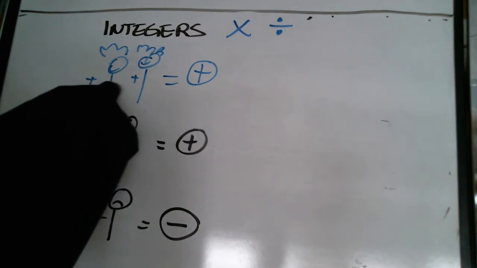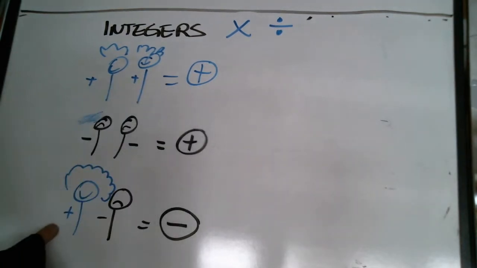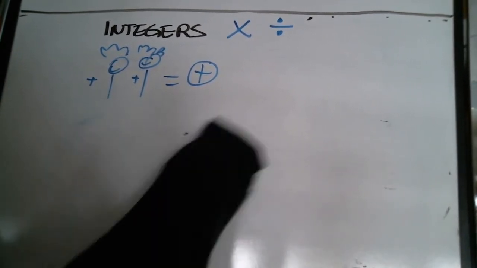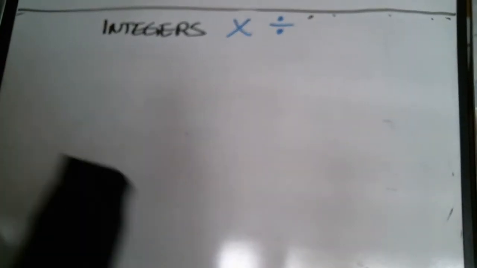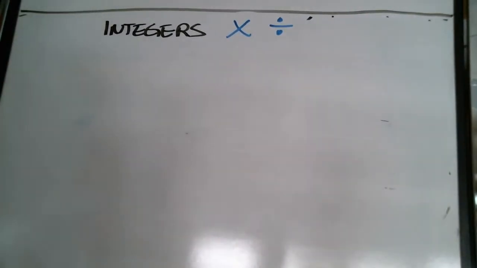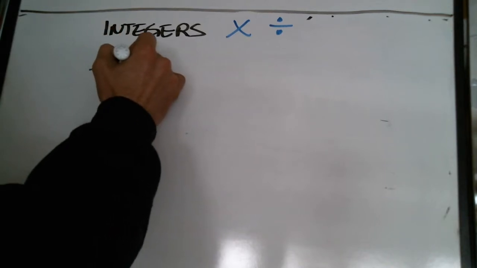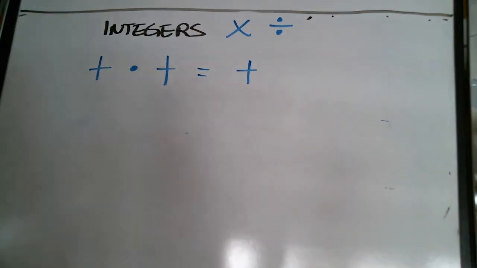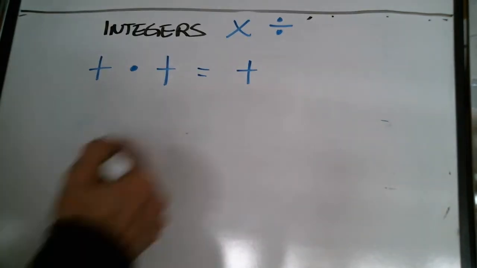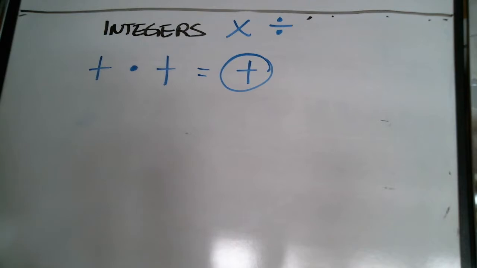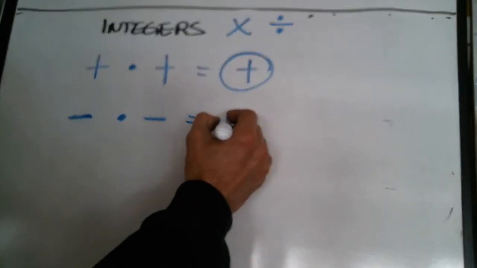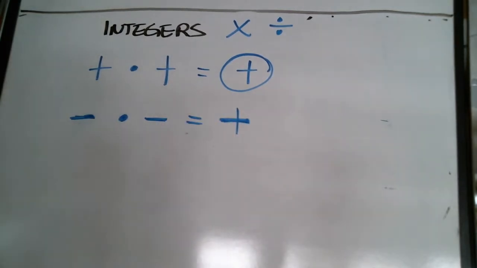So same energy, positive relationship. Different energy, negative relationship. If you can keep that analogy in your head, multiplying and dividing integers is going to be a breeze, because that is literally the rule. If I have a positive and I multiply it by a positive number, I am going to get a positive answer. If I have a negative and I multiply it by a negative, I am also going to get a positive.